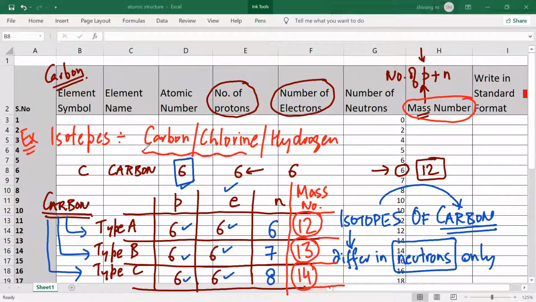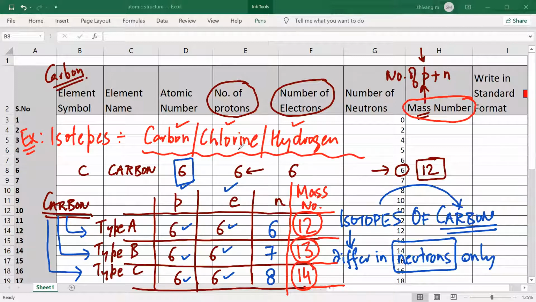Mr. Aryan, have you understood? Yes, sir. They will give you the information and ask you the question. But as a good practice, you can remember the three isotopes of carbon, chlorine, and hydrogen. They are very famous examples. Are we clear? Yes, sir.